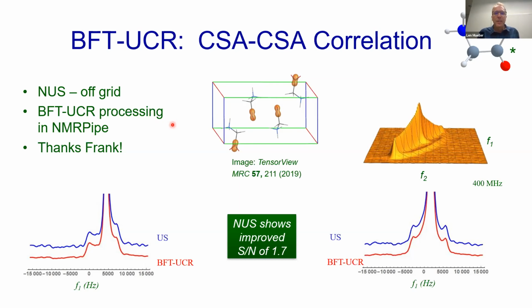In this case, the improvement's more substantial, about a factor of 1.7. And that's because we're actually going out significantly longer in the indirect dimension, based in part on just a really crude guess of what our T2 values were.